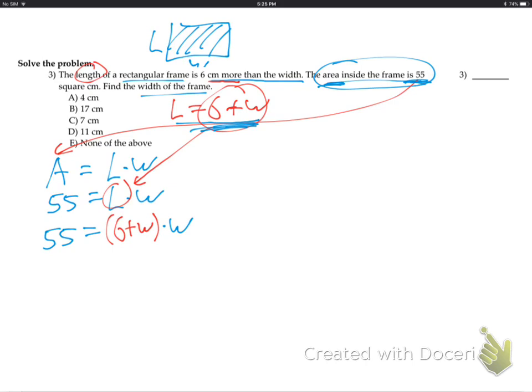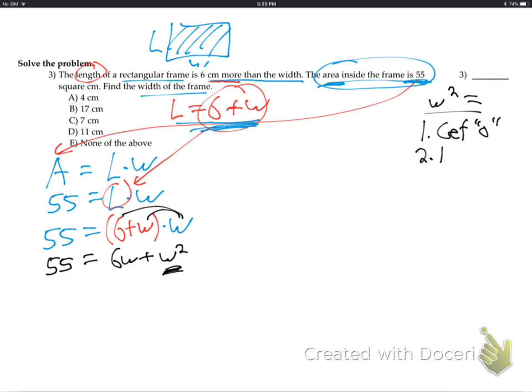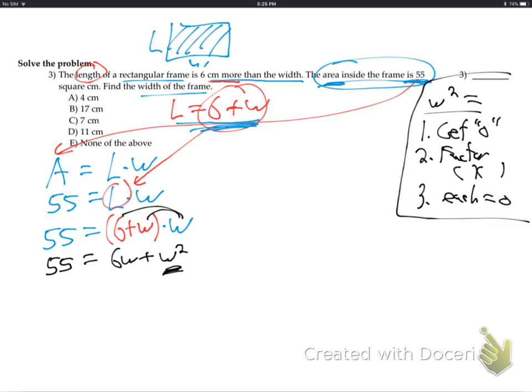Now, we can distribute like this, and we get 55 is 6W plus W squared. And as soon as we see that, that's the sea monster. All of a sudden reared its ugly head. Remember what happens when we have W squared with an equals or X squared? Step 1, get a 0. Step 2, factor with the parentheses. Step 3, each one gets its own 0. All right, so let's get on it.